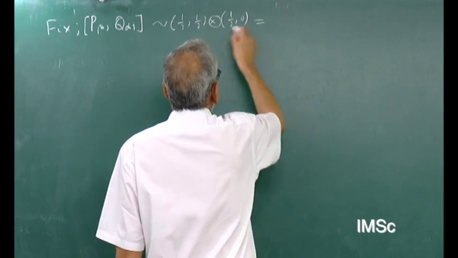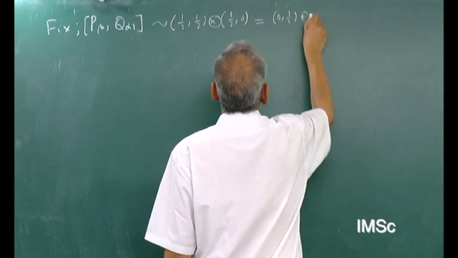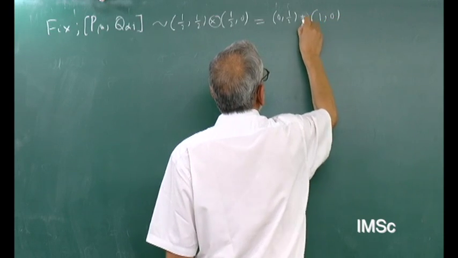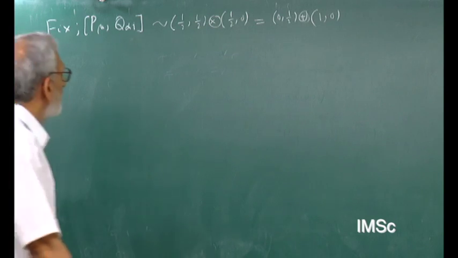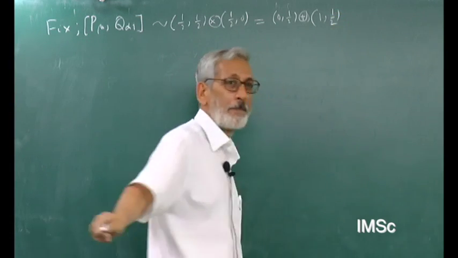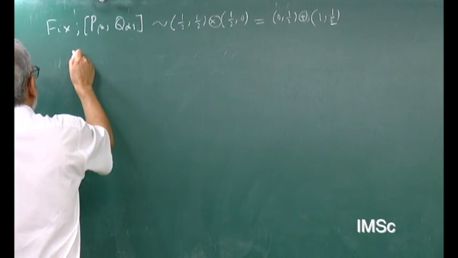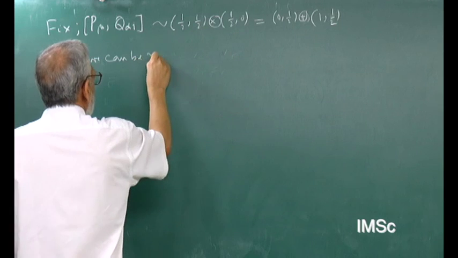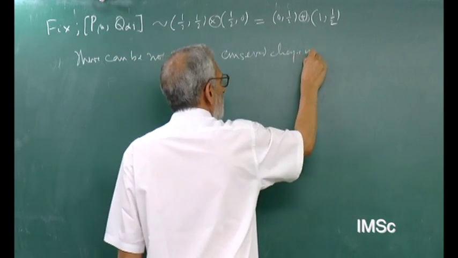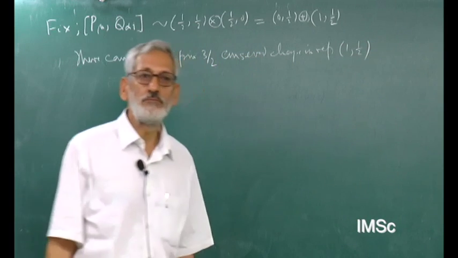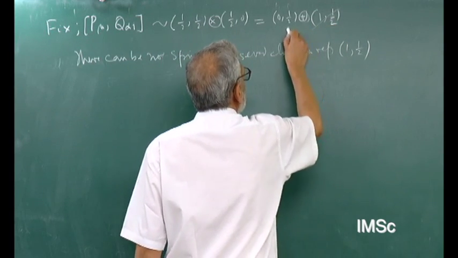What can that be now? By the rules that we have, half-half times half-zero gives zero, half plus one, half. Is that right? Something is not right. One half, right? Now, there can be no spin 3/2 conserved charge in this representation. So the only possibility we have, this is not allowed.